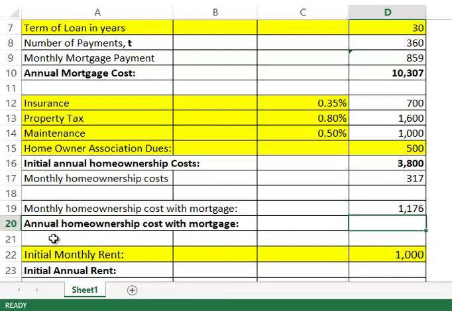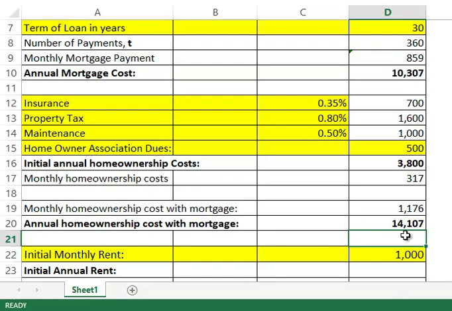And now we can look at, for fun, the annual home ownership cost with the mortgage. So it's this monthly times 12, right? So if we want, we can go equals this number star 12. Okay, and that gives us 14,107. Is there another way of getting this number?